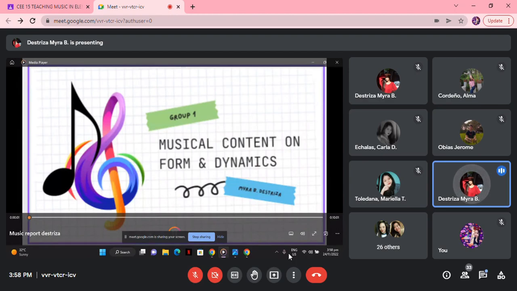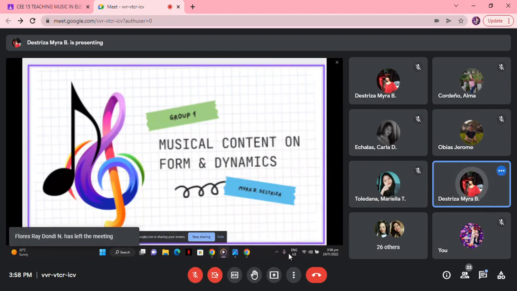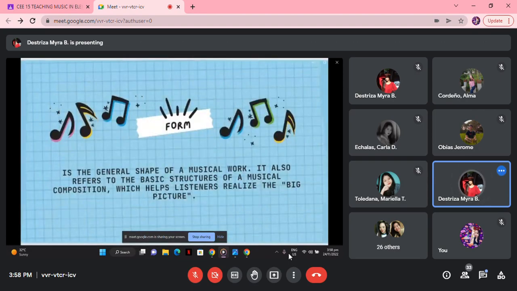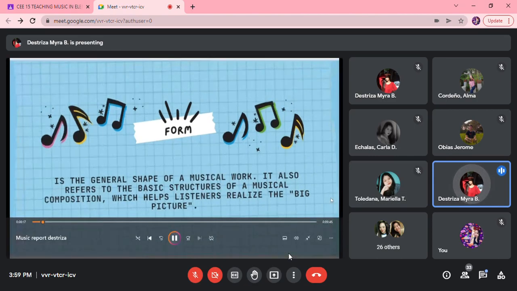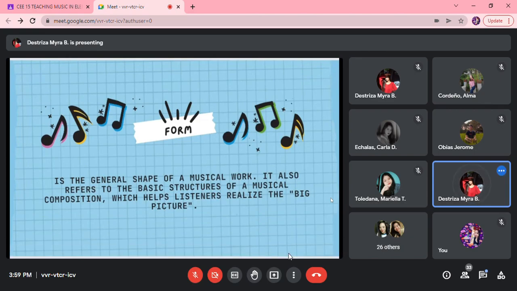Good day, everyone. So, I am Myra Destrisa, one of the reporters of Group 1. So, we will tackle form. What is form? Form is the general shape of a musical work. It also refers to the basic structure of a musical composition, which helps listeners realize the big picture. Also, form is the structure of a song.